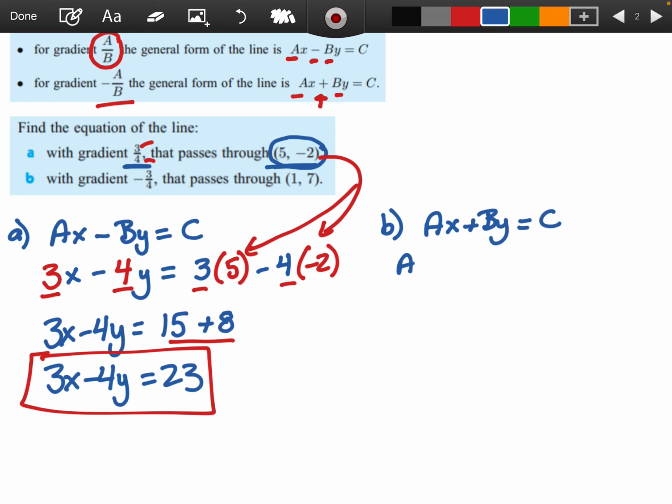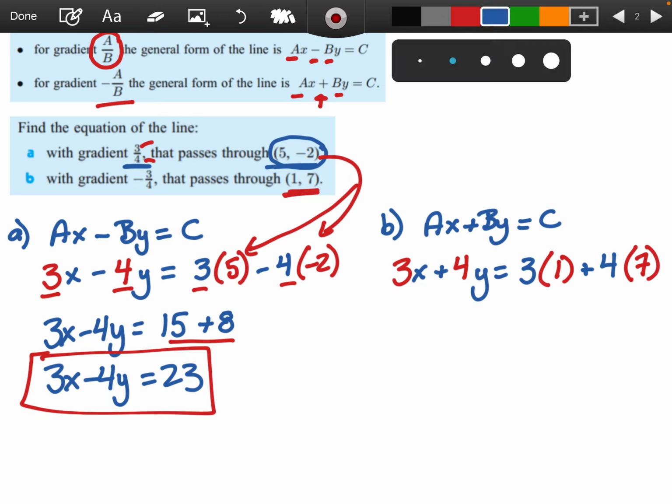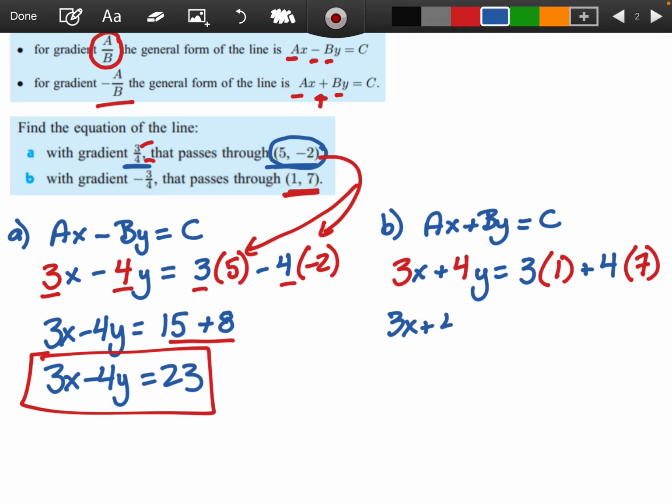Okay, so let's undo that. A is going to be replaced with 3. So 3x plus 4y equals, and then on the other side, I've got 3, substitute in my x value from my point, which is 1, plus 4, substitute in my y value, which is 7, and then solve. 3x plus 4y equals 3 plus 28. 3x plus 4y equals 31.